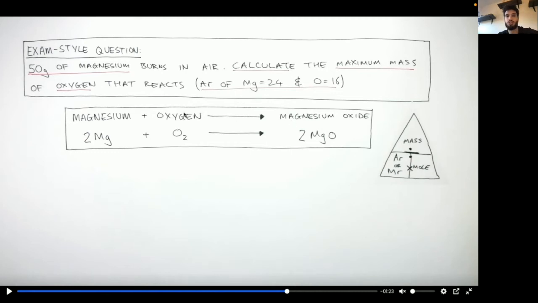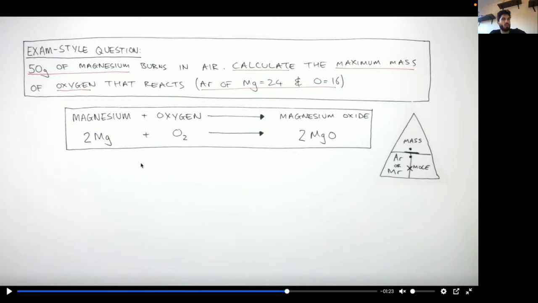I would like everybody to try and do this example by yourself. But before we do it, I'm going to explain what you need to do, because I don't want to just give you the answer straight away. 50 grams of magnesium burns in air. Here we have the magnesium. Calculate the maximum mass of oxygen that reacts. Because the question doesn't refer to magnesium oxide, we ignore magnesium oxide.